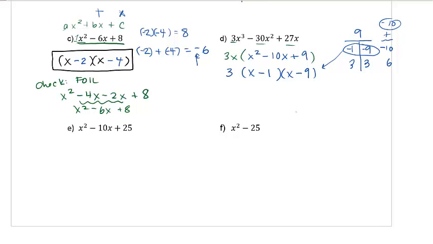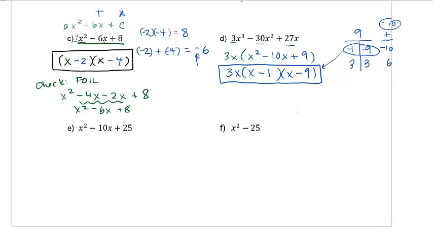And I remember to bring down my GCF. So now I have a polynomial that is factored completely. Of course, you can check it by FOILing those two binomials and multiplying everything by 3x to make sure you get the polynomial you started with.